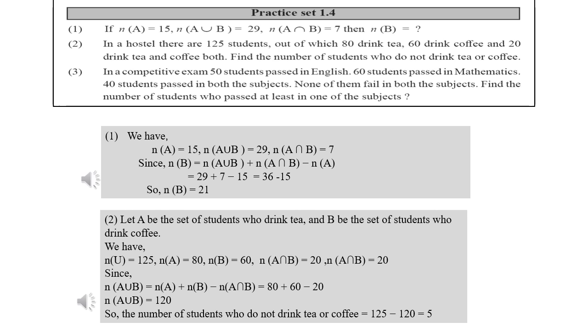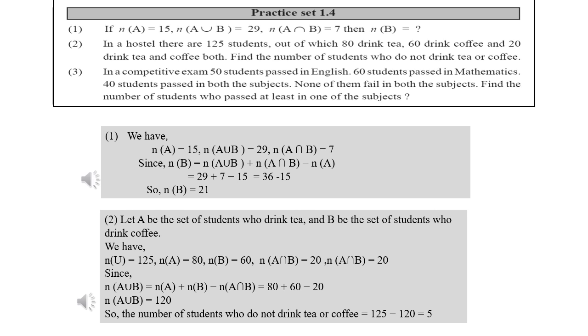In a hostel there are 125 students, out of which 80 drink tea, 60 drink coffee and 20 drink tea and coffee both. Find the number of students who do not drink tea or coffee. So first we are going to assume set A to be the number of students who drink tea, set B to be the number of students who drink coffee. Now they have given us 125, which we are going to assume to be the universal set.